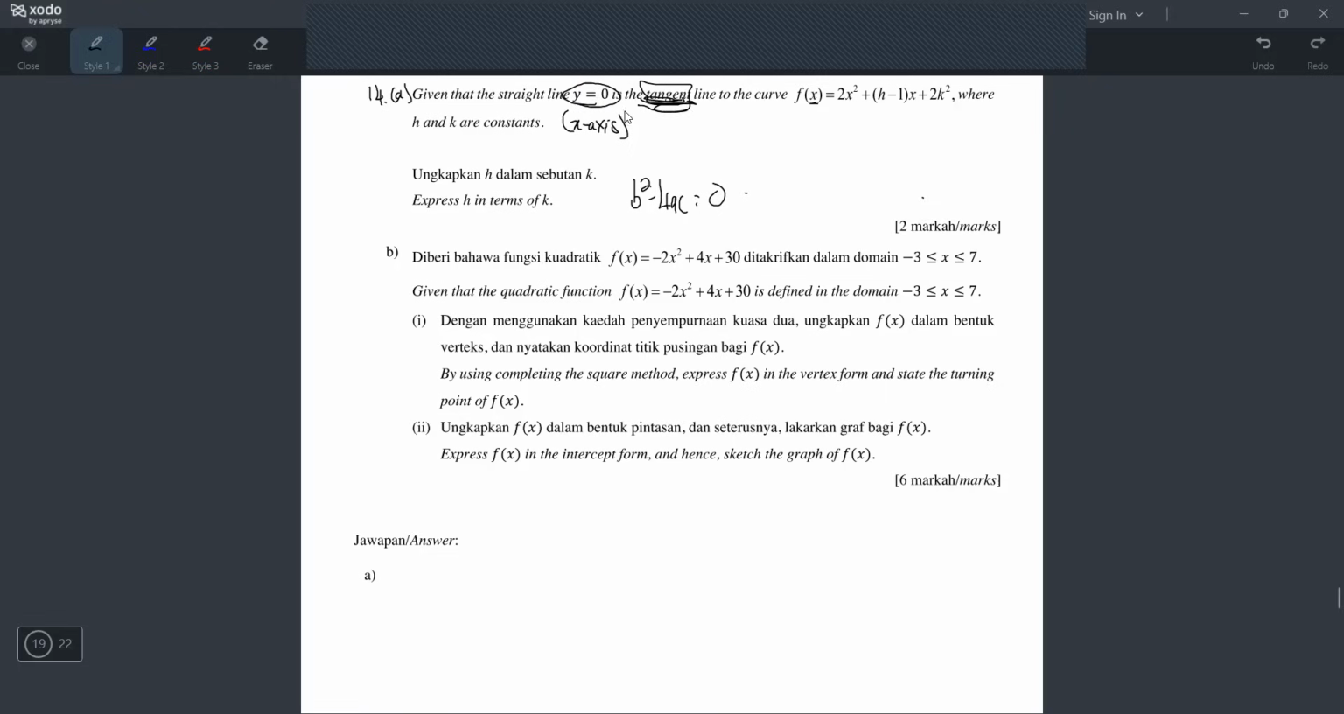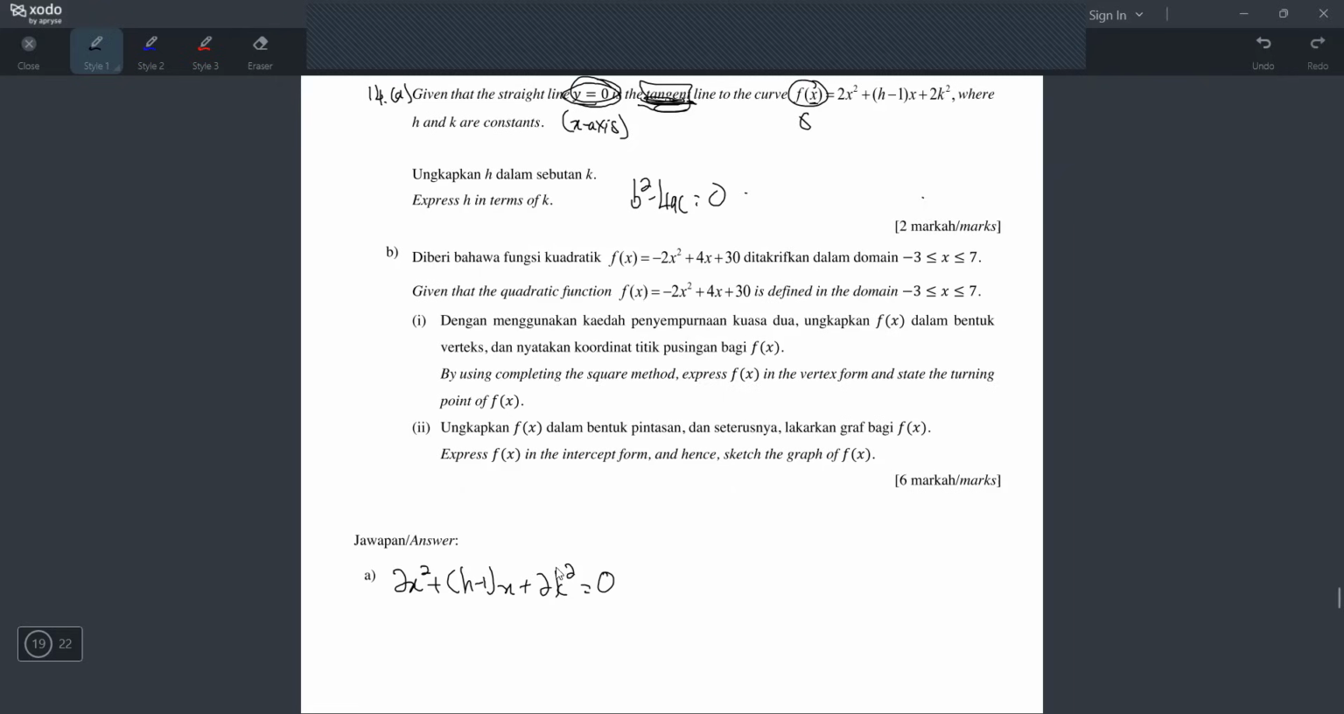Okay, what is the first step here? Do simultaneous. So y equals 0. y means f(x). So it means f(x), the whole thing, equals 0. So now when you do simultaneous, it will become 2x squared plus bracket h minus 1 x plus 2k squared. The whole thing is y, and then the whole thing I want to replace with 0 like this. And let's see, is this general form? Yes, the a is 2, the b is h minus 1, the c is 2k squared.